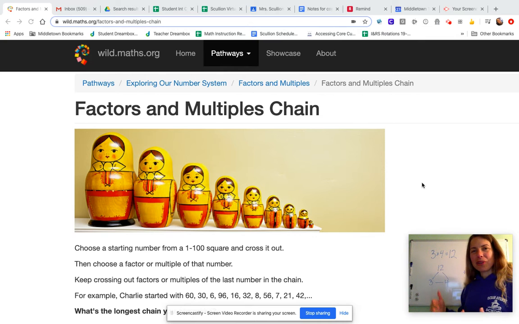It's important to know this relationship between factors and multiples because it really comes into play when you do higher level math. This relationship of 3, 4, and 12: 12 is a multiple of 3 and 4. 3 and 4 are factors of 12. So what's that higher level math that I'm talking about?